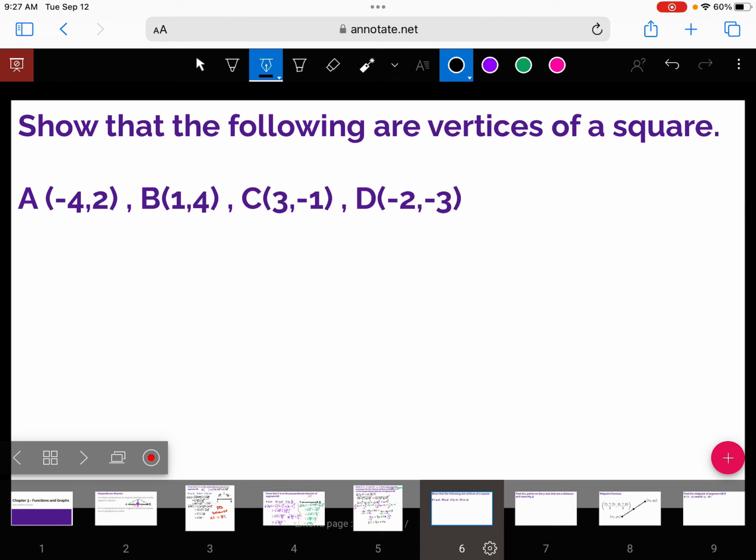Show that they are vertices of a square. What are the properties of a square? Four sides that are the same length and is a parallelogram. So it's sides the same length, it's a quadrilateral. So it means the sides are parallel, which means they have the same slope. So we're going to check that the sides are the same distance and that the slopes are the same. That's how we can tell if they are parallel.